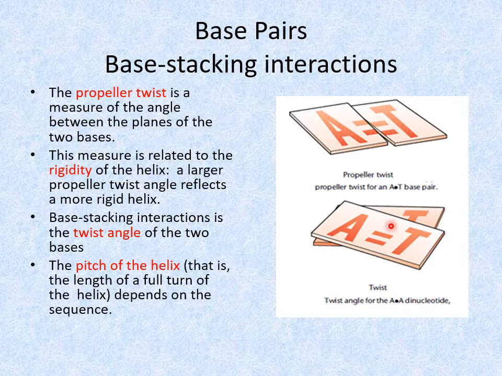The third term that we have to understand over here is the pitch of the helix. That means in the helical structure, the length of a full turn of a helix, that is 360 degrees. So what is the length of the DNA molecule, and that depends on the sequences that are present because of this twist, which is determined by the adjoining nitrogen base pairs.